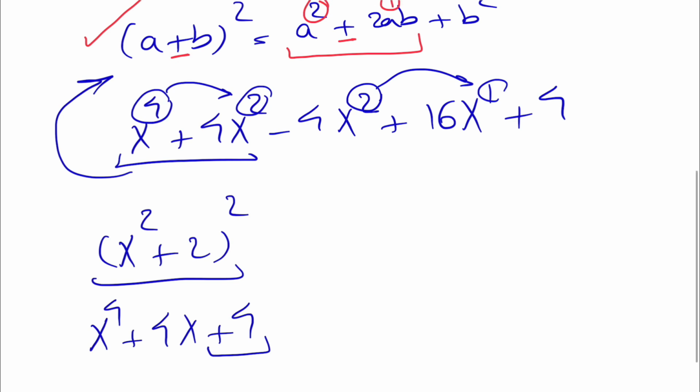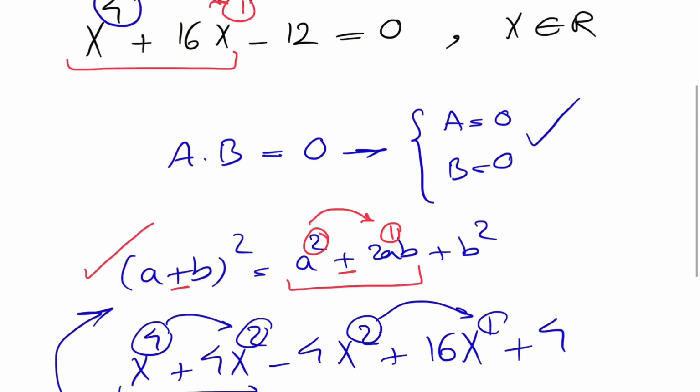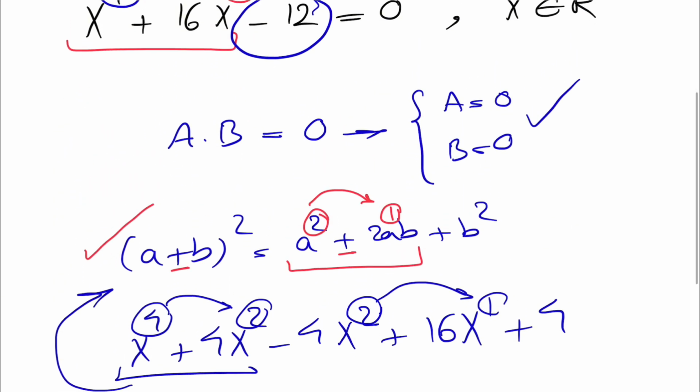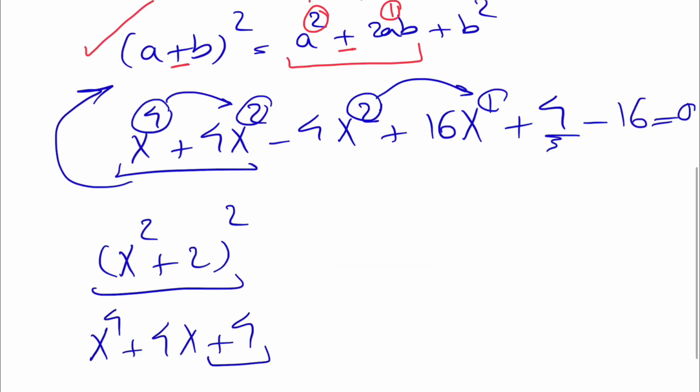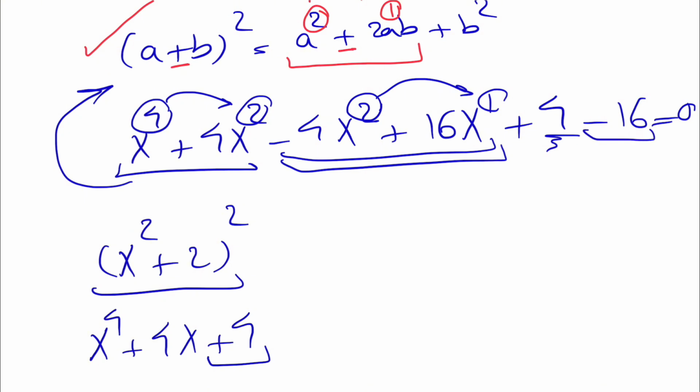And if we get back to the question, we have minus 12, so we have to add this 4 to make our perfect square. And in order to get to that minus 12 that we have in the equation, we have to subtract 16. Now it's much easier because we have this expression here and this one, which can make us another perfect square.